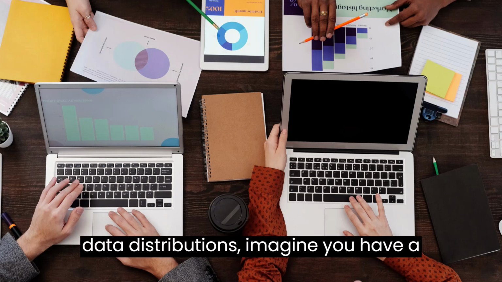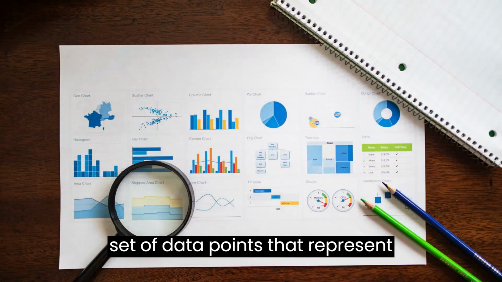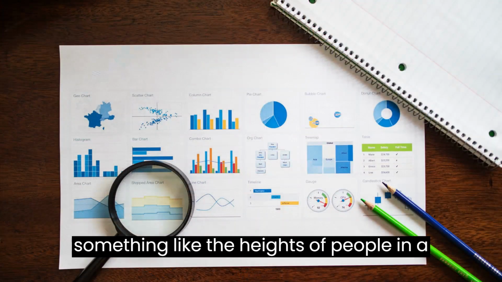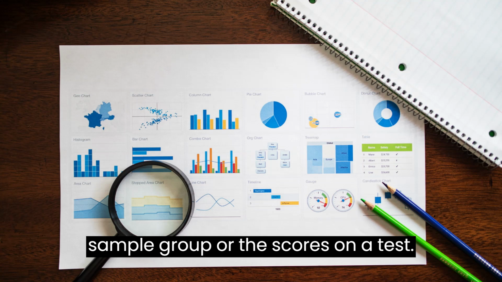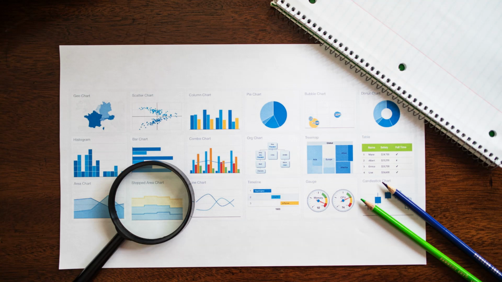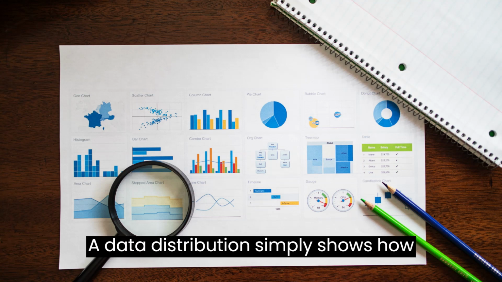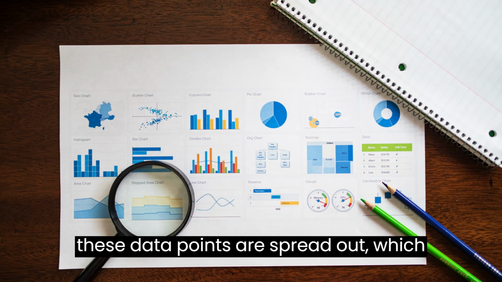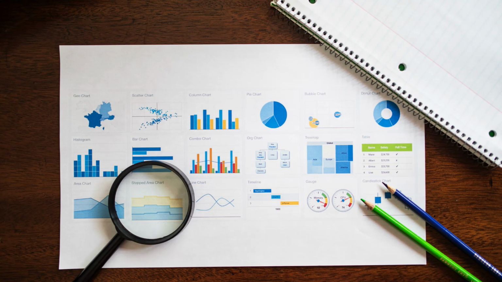To understand data distributions, imagine you have a set of data points that represent something, like the heights of people in a sample group or the scores on a test. A data distribution simply shows how these data points are spread out, which is crucial for making sense of data.